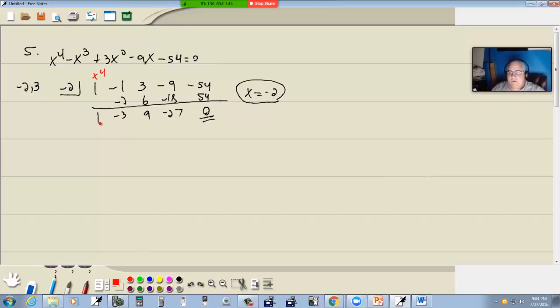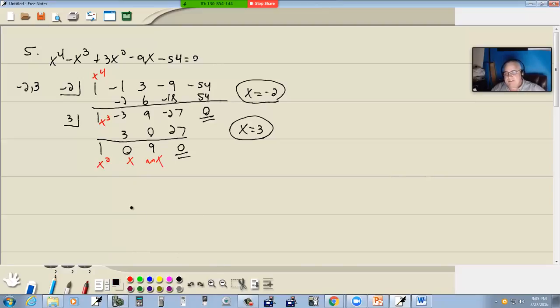Now we started off at x to the 4th. We're now down to x to the 3rd. And we want to plug in our second answer. So we'll plug in 3. So I'm going to add, multiply, add, multiply, add, multiply, add. Now notice we get another 0. That means we found our second answer. So x equals 3 is our second answer. And this went from x to the 3rd, and we're now down to x squared. And this would be x, and this would be no x. Now anytime you have a 0, you can just drop that off. So this gives us x squared plus 9 equal to 0.